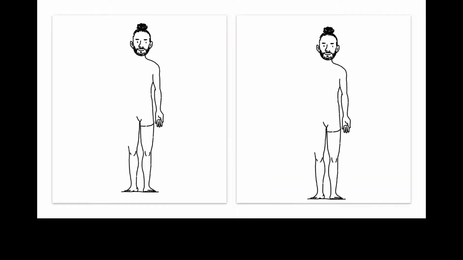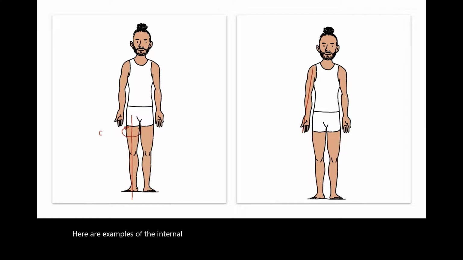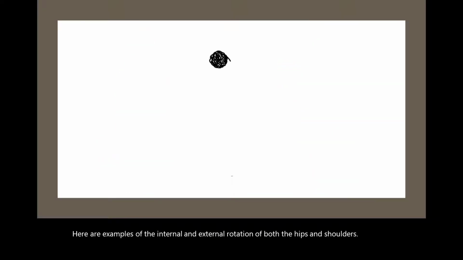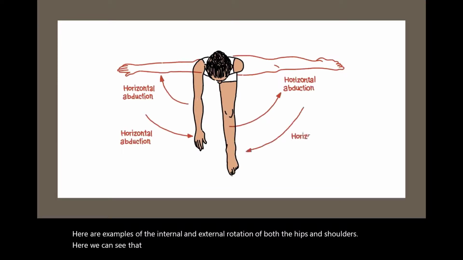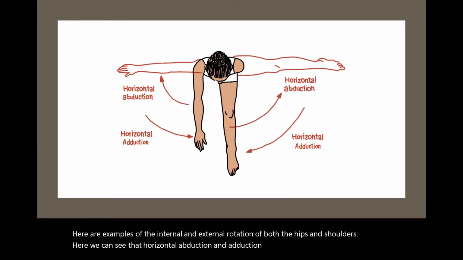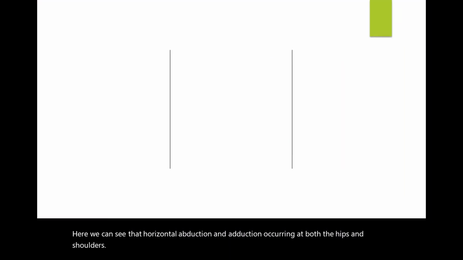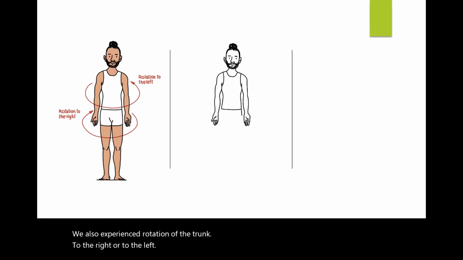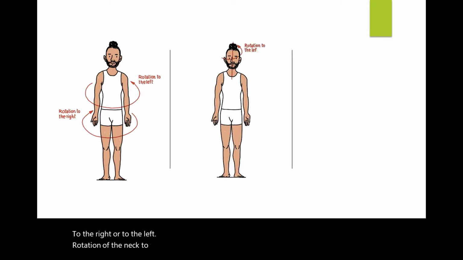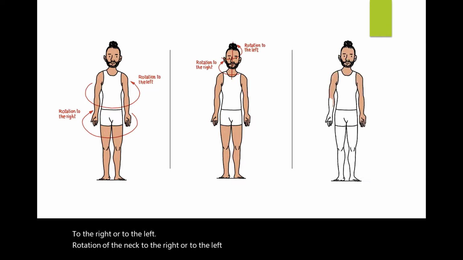So here are examples of the internal and external rotation of both the hips and the shoulders. Here we can see horizontal abduction and adduction occurring at both the hips and the shoulders. We also experience rotation of the trunk to the right or to the left, rotation of the neck to the right or to the left, and here is that example of pronation and supination again.